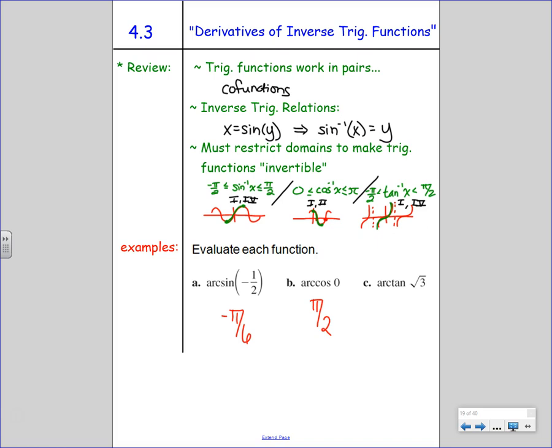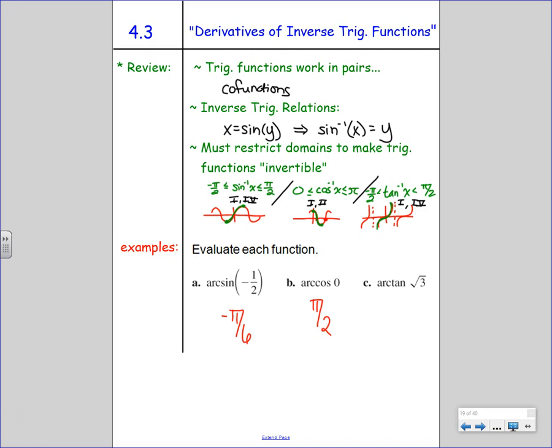How are you getting these? Math. Wait, pause. Where am I getting these, as in the restrictions, or as in the answers? The answers. I'm asking myself the question, when does sine equal -1/2 between negative pi over 2 and pi over 2? Sine equals -1/2 in the fourth quadrant at -30 or negative pi over 6. For cosine, when does cosine equal 0? Cosine equals 0 at pi over 2, 3 pi over 2, but I just want the principal one, and that's going to happen at pi over 2.